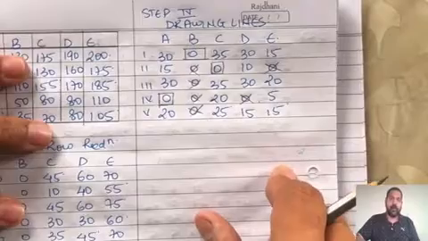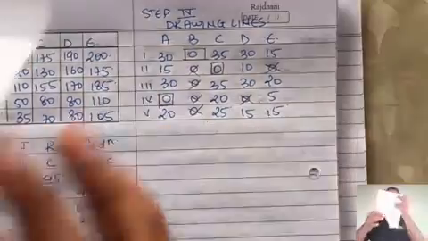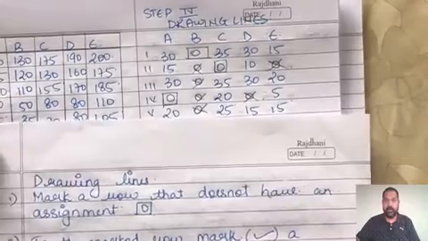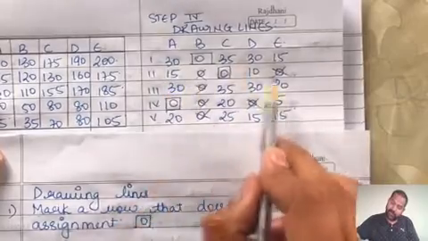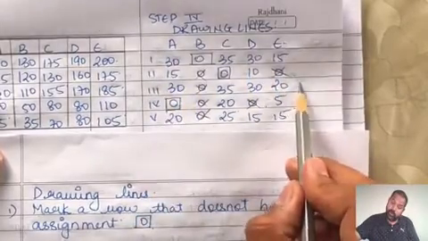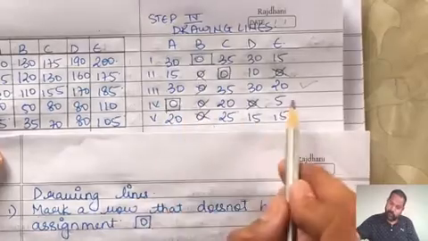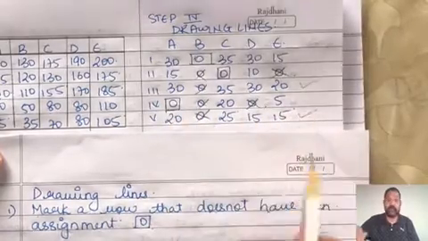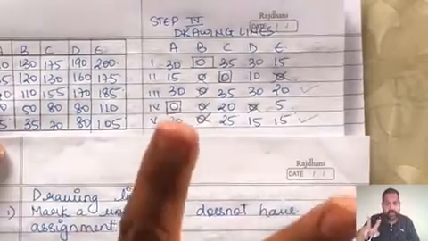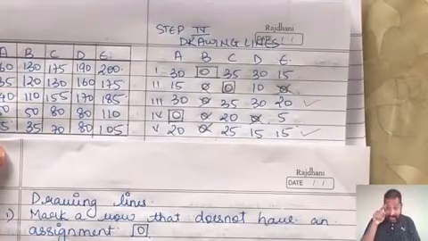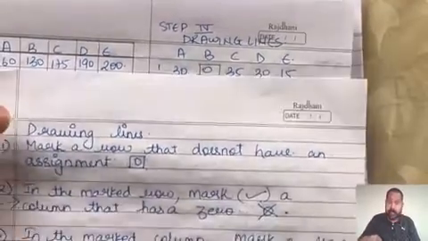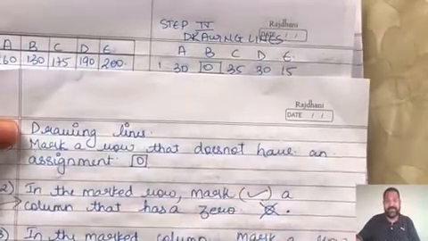Step 1, mark a row that does not have an assignment. So mark a row that does not have an assignment. Now this row has an assignment, this row has an assignment, this row does not have an assignment. This row has an assignment, this row does not have an assignment. There are 2 rows that don't have an assignment. So now, in the second step, in the marked row, mark a column that has a 0. You have to examine 1 row at a time.